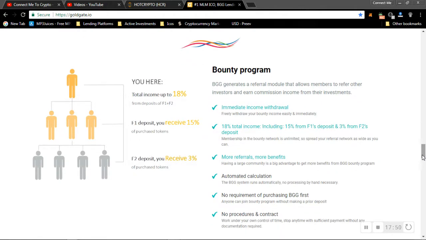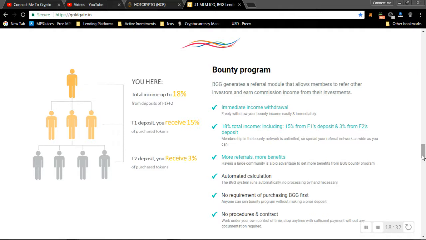So their bounty program. Let's check this out. Total income up to 18% from deposits of F1 and F2. F1 deposits, you receive 15%, and F2 deposits, you receive 3% of purchased tokens. BGG generates a referral module that allows members to refer other investors and earn commission income from their investments. Immediate income withdrawal. Freely withdraw your bounty income easily and immediately, and that's what we look for. Easily withdraw your money. 18% total income, including 15% from F1 deposits and 3% from F2 deposits.